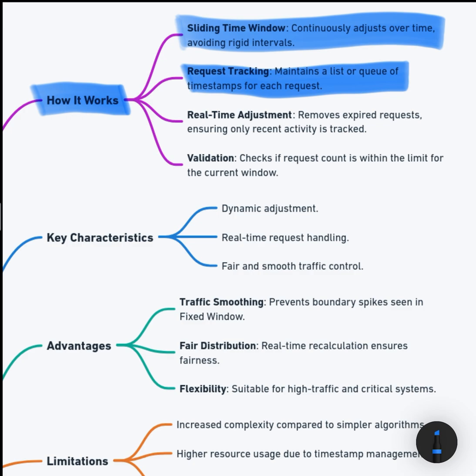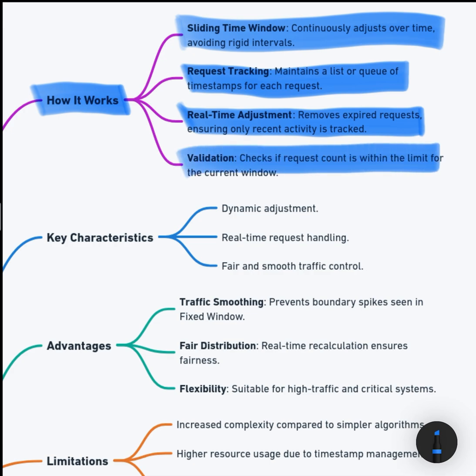3. Real-time adjustment. Requests older than the sliding window duration are removed, ensuring only valid timestamps within the window are counted. 4. Request validation. If the number of requests in the current window is below the defined limit, the request is allowed. If the limit is exceeded, the request is denied.